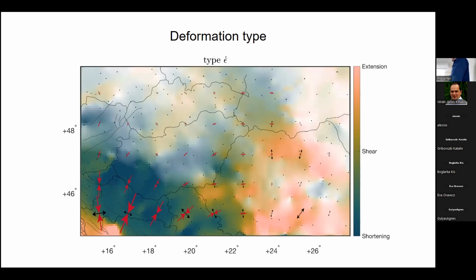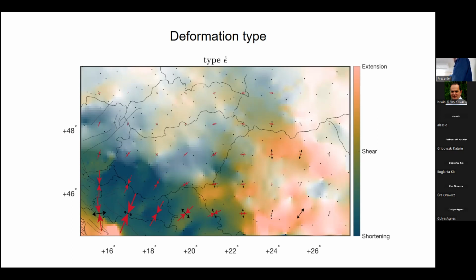Again, what we see is, and of course the principal strain symbols are also there, and they are also proportional to the strain rate magnitude. So larger symbols mean faster strain rates. And so we can see that there is a transpressional type deformation in the Dinarides and also in the southwestern Pannonian basin. And then when we go to central Hungary, we have almost pure shortening. And in the eastern boundary of the Pannonian basin, this region is characterized by shear type deformation, where shortening and perpendicular extension is quite well balanced.